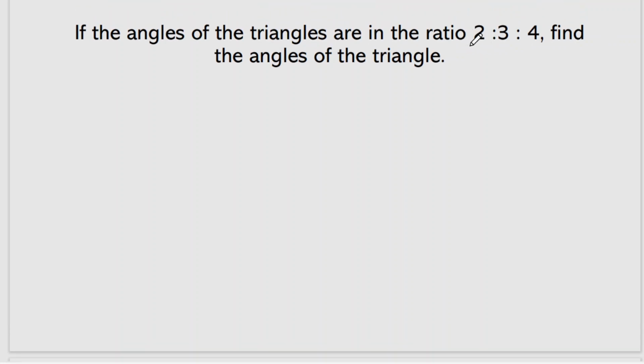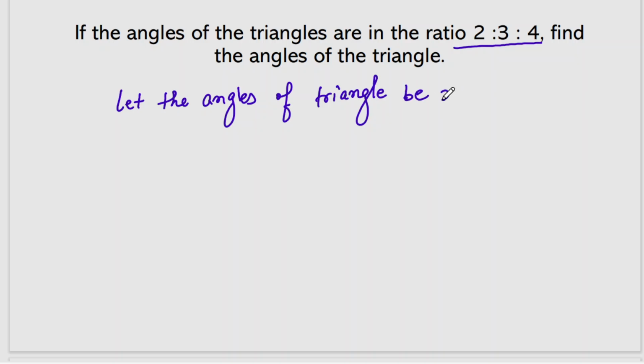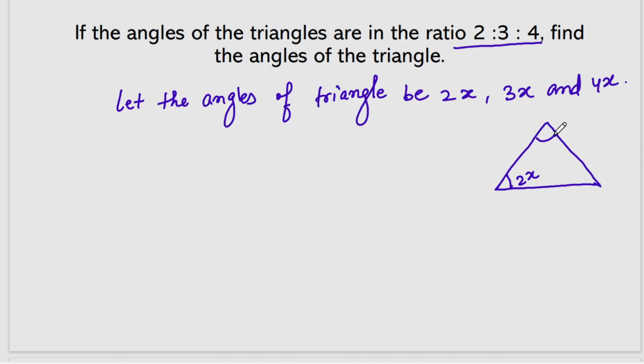If the angles of the triangle are in the ratio 2 is to 3 is to 4, find the angles of the triangle. Okay, so let the angles of the triangle be 2x, 3x and 4x. Okay, if I draw the diagram, I can write this as your 2x, this as your 3x and this is your 4x.